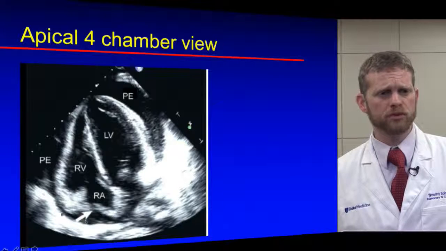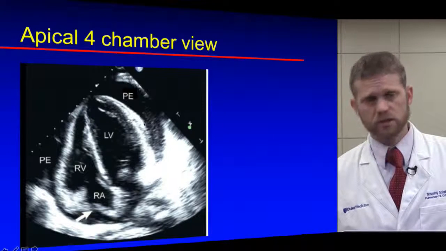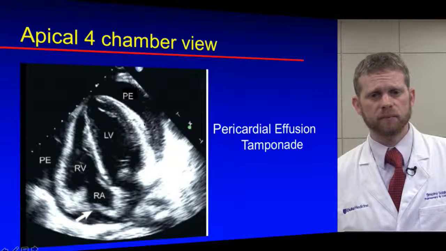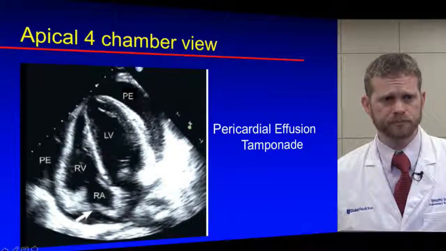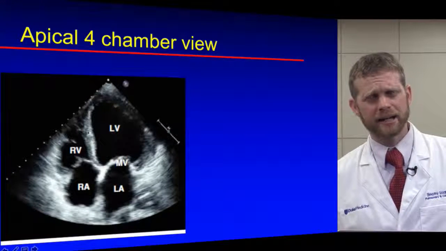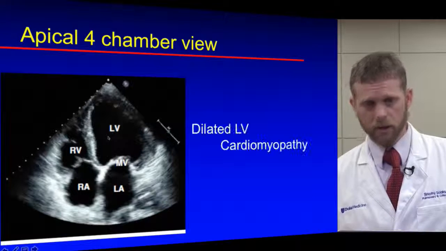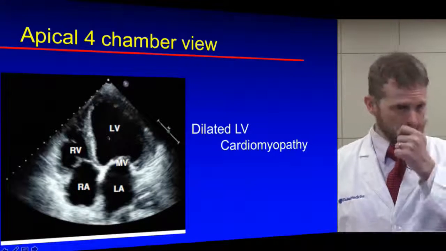So in this 4-chamber view, you see this black fluid surrounding the heart. So this is a person who has a large pericardial effusion with tamponade physiology. In this case, you put the probe on and you see this dilated left ventricle that's not working. This is a person with cardiomyopathy.